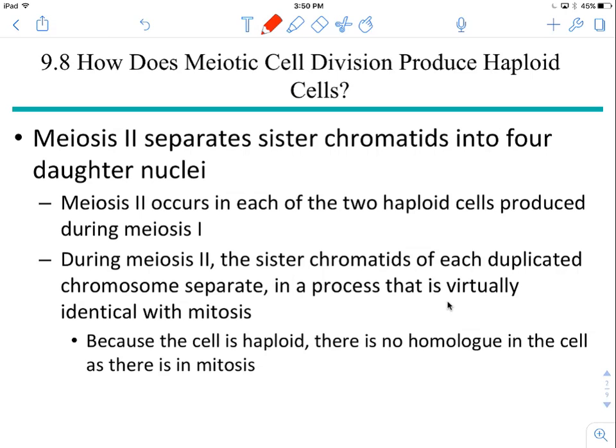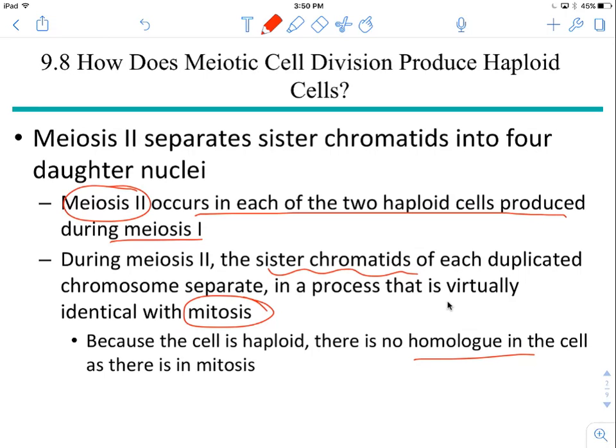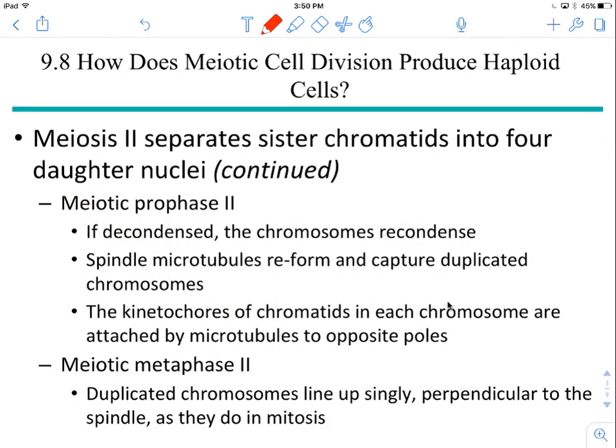All right, so meiosis 2, our second division, we've already had one division in meiosis 1, occurs in both of the 2 haploid cells that were produced during meiosis 1. During meiosis 2, the sister chromatids are separated in a process, again, that is virtually identical with mitosis because it is identical to mitosis. Because the cells are haploid, there's no more homologs, so they're just kind of hanging around.